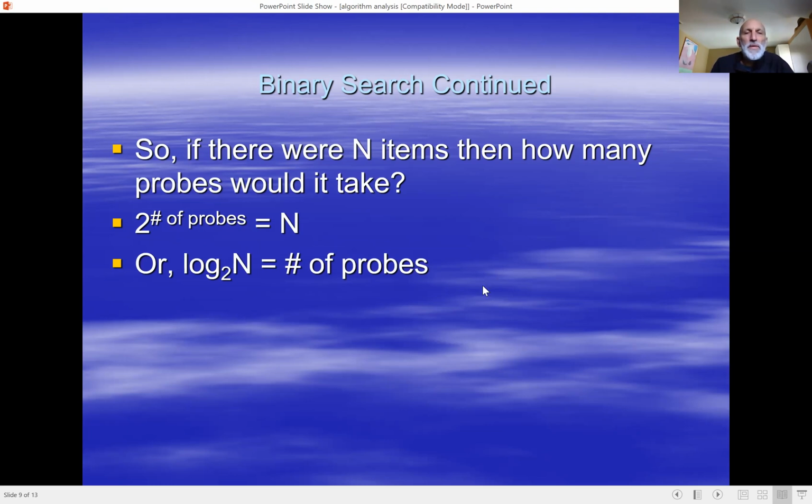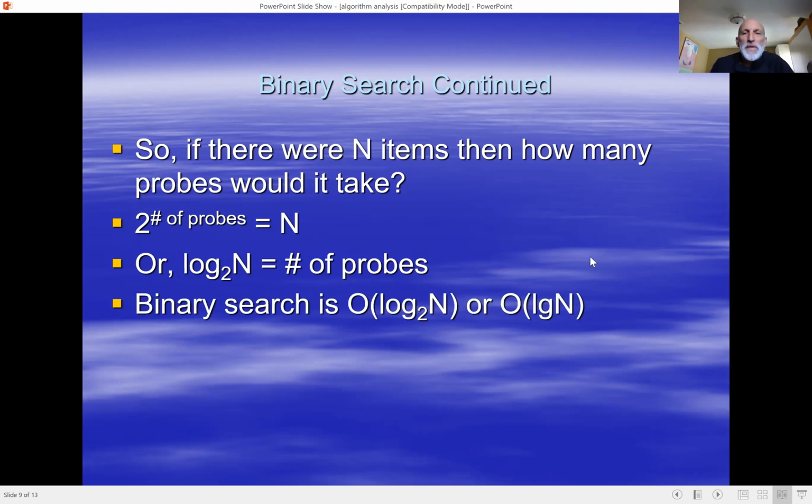The only thing that I'm asking you on this test is the basic idea of binary search and the basic idea of sequential search. So in this particular case, the number of probes is called log base 2 of n. So binary search is known as an order log n algorithm. lg means log base 2. That's a special abbreviation for log base 2 of n.